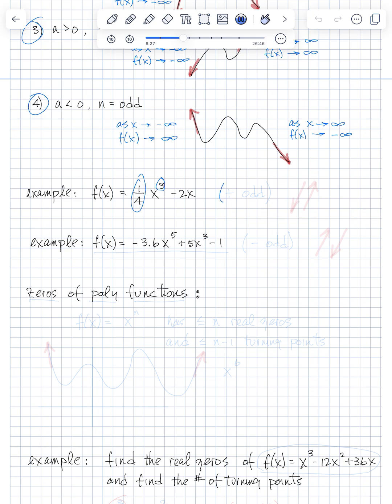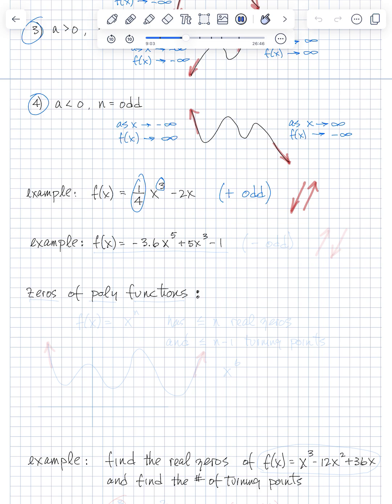I like to abbreviate it. So a is either going to be plus or minus. So this is a plus, and the exponent is either going to be even or odd. This is odd, so this is a plus odd. And so because it's a plus odd, we know that it falls to the left and rises to the right. And this is enough to describe the end behavior.